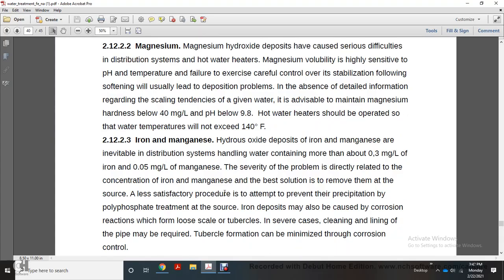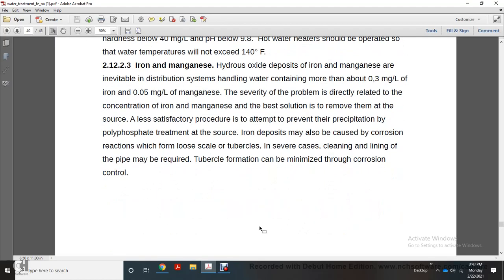Next, iron and manganese hydroxide deposits, hydrous oxide deposits. Iron and manganese are an inevitable distribution system water contaminant at more than about 0.3 milligrams per liter for iron oxide and 0.05 milligrams per liter for manganese. The severity of the problem is directly related to the concentration of iron and manganese. The best solution is to remove them at the source. Less satisfactory is to attempt to prevent their precipitation, such as polyphosphate treatment at the source. Iron deposits may also be caused by a corrosion reaction with a loss of scale and tubercle formation. In severe cases, cleaning and lining of the pipe may be required. Tubercle formation can be minimized through corrosion control.